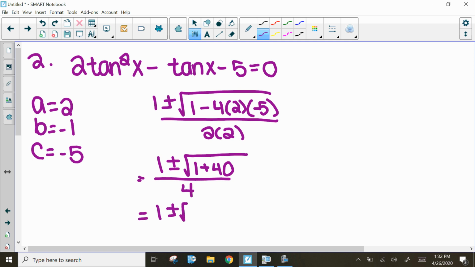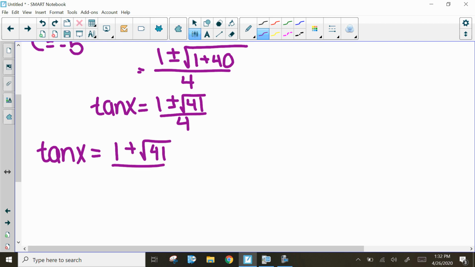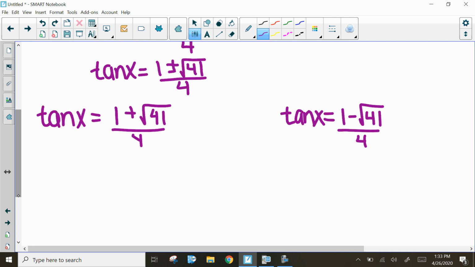1 plus or minus root 41 over 4. And I should have written that this is what tangent equals, because in this problem, that's what I'm solving for, tangent of x. So just like I did in the last problem, I'm going to split it up. Tangent of x is 1 plus root 41 over 4, and tangent of x is 1 minus root 41 over 4. So I don't have to check if it's in the domain. I know it is because tangent domain is full real. So no matter what, if it's a tangent problem, these are actually both going to work.